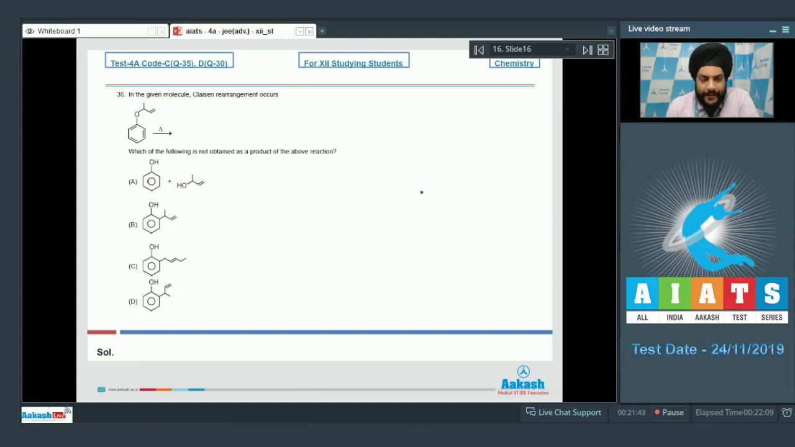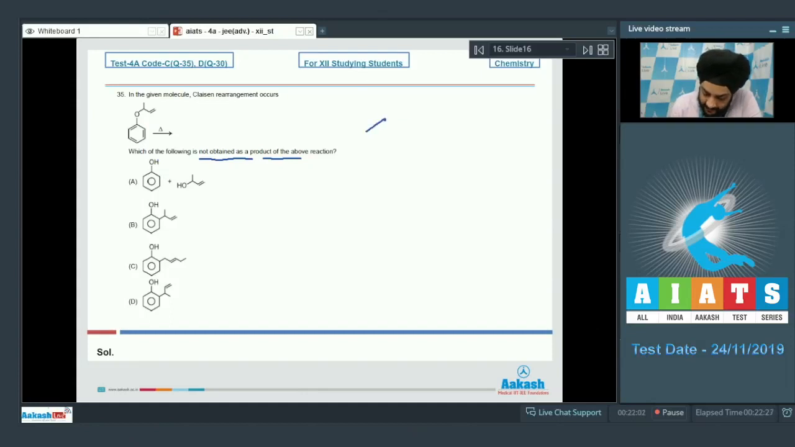Let us look at question number 35 now, students. In the given molecule, Claisen rearrangement occurs. So we've been given this reaction. And the examiner is interested in the compound which is not obtained as the product of the above reaction. Okay. So if we try and figure out the product which will be formed, students.